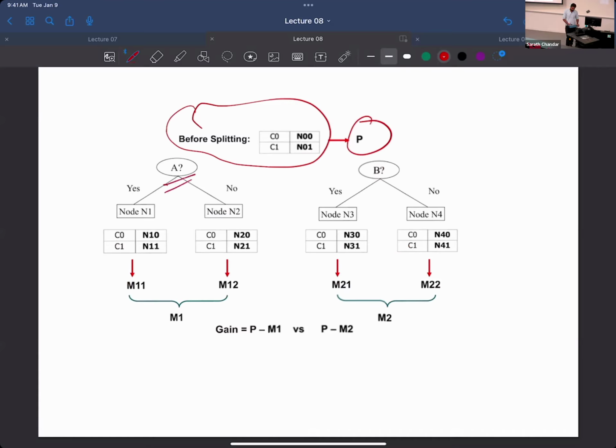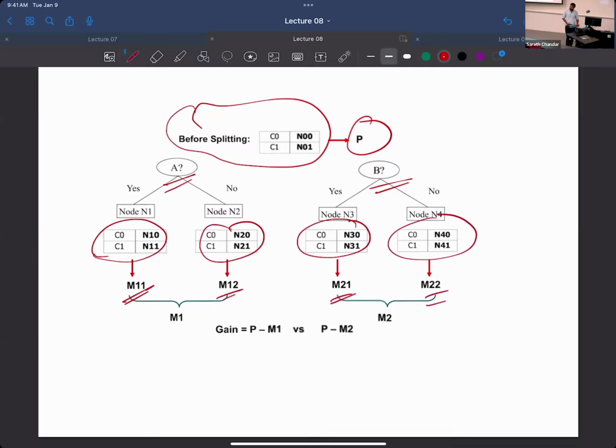Now there are 2 possible ways to split. Let's say A and B. Each split is going to give you new tables, right? Like new nodes. Each node is going to have some measure of purity, right? I can combine these 2 things together. We'll see how to combine soon. Now the gain due to split is simply P minus M1 versus P minus M2. So whichever has maximum gain, I'm going to use that as my split. Is that clear? Okay.